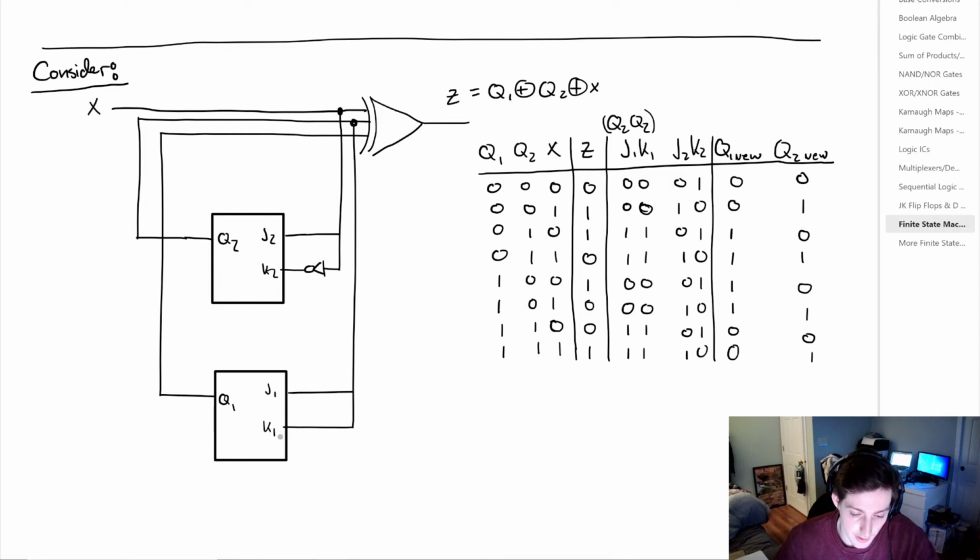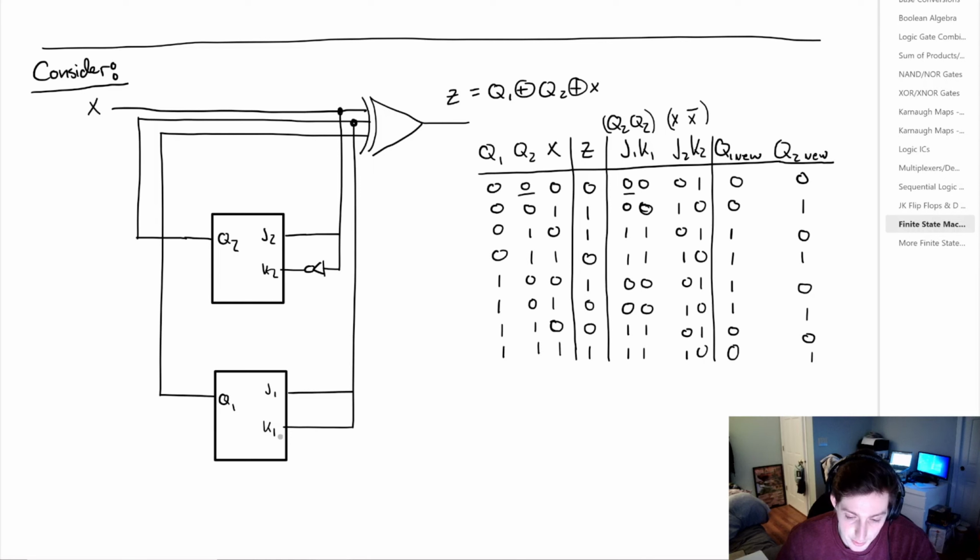Now, if we look at J2 and K2, you can see that they are the opposite. They are both originally tied to X. So J2 is going to be equal to X and K2 is going to be equal to X bar. So to fill in the values of J1 and K1, along with J2 and K2, we simply look at Q2, and X. So for the first value, we can see that Q2 is equal to 0.